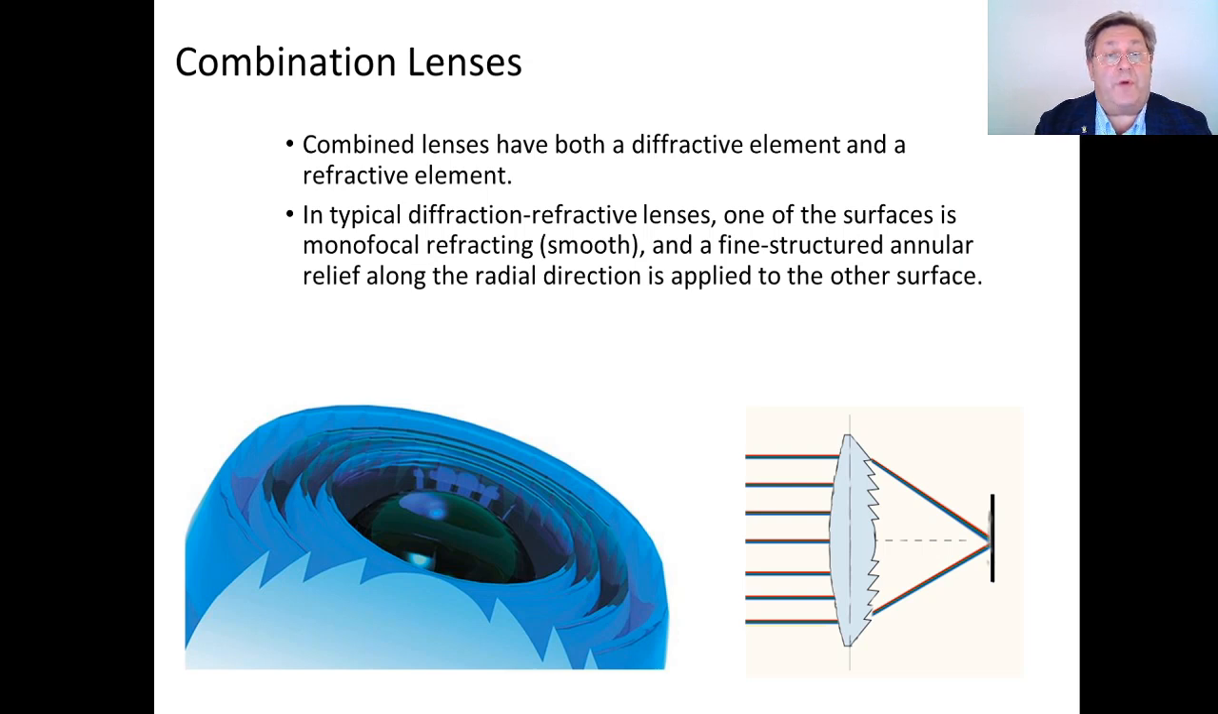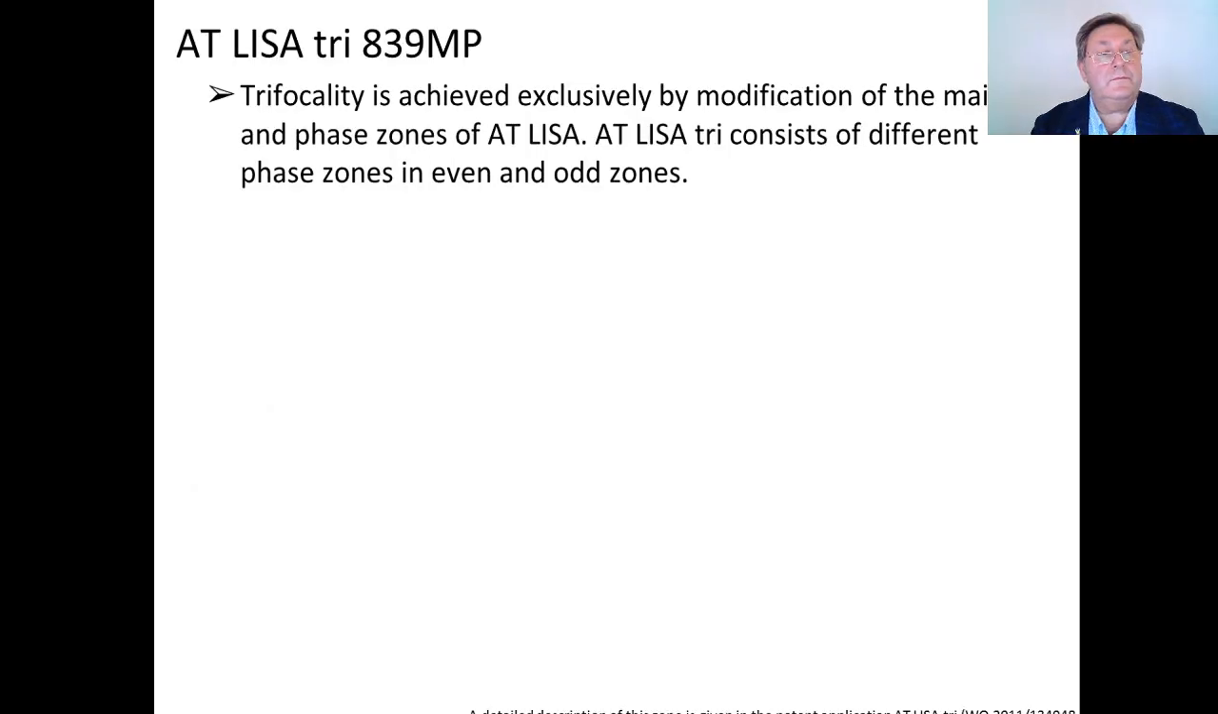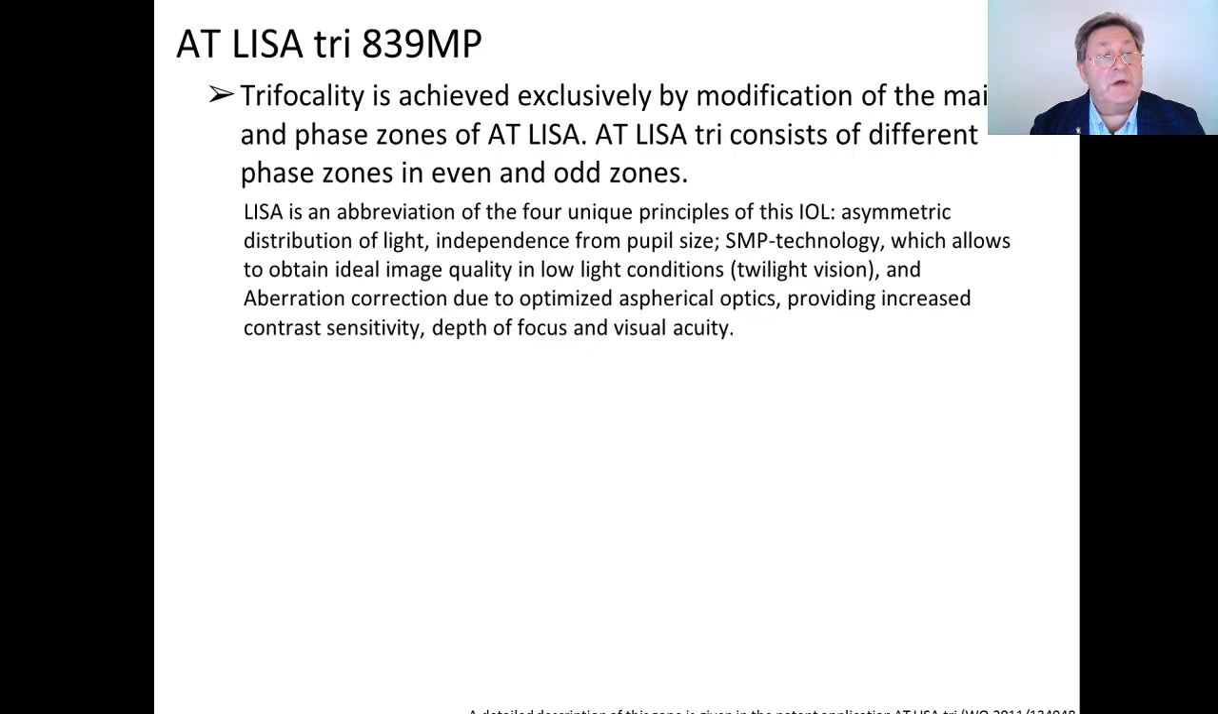Combined lenses have both a diffractive element and a refractive element. In typical diffractive lenses, one of the surfaces is monofocal, refracting, smooth, and fine structured. An annular relief along the radial direction is applied to the other surface. Trifocality is achieved exclusively by modification of the main and the phase zone at the AT LISA. The AT LISA tri consists of different phase zones in even and odd zones.